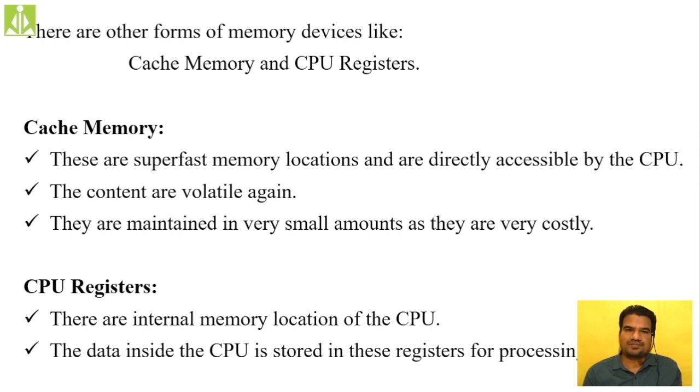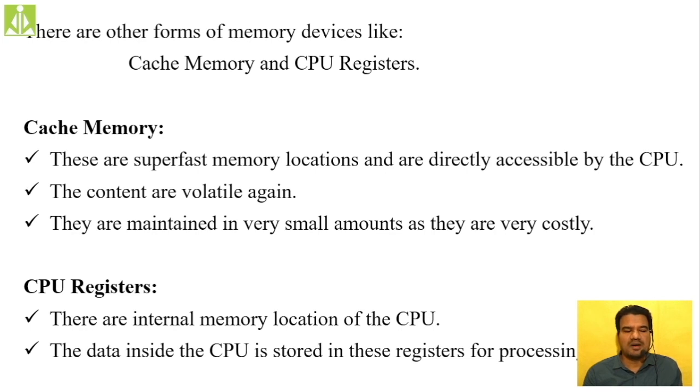As it is faster, the cost will be more. That is the reason why we maintain this cache memory in a limited amount, isn't it? Again, we said the content is volatile. Whatever content you store inside a cache memory, when the power goes down or a power failure occurs, simply the content will be deleted. The content will be lost.